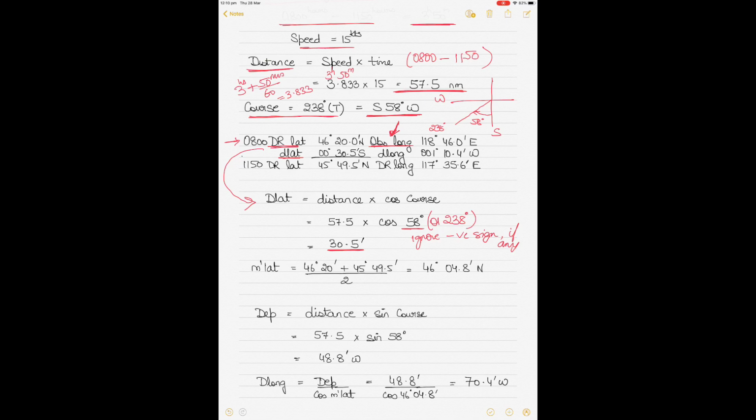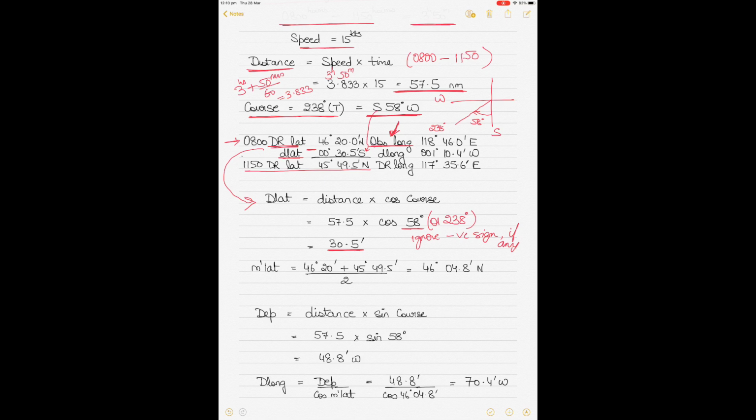And why is it south? Because remember, I am doing a southwesterly course. So that's where this south comes from. When you are in north latitude and you are going on a southwesterly course, your north latitude should decrease. So that's why I will subtract my D lat. And that's why my 11:50 DR lat is 45 degrees 49.5 minutes. This is based on my estimation, so you can call this estimated lat and long as well. This is based only on course and speed.